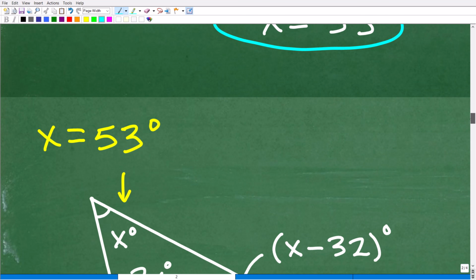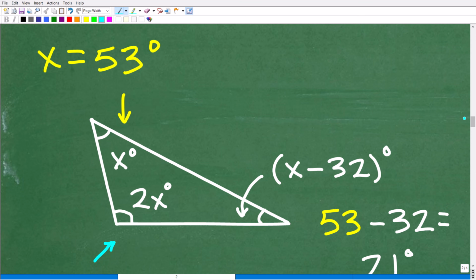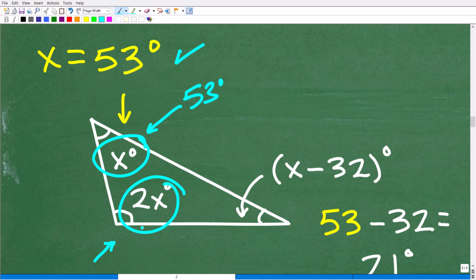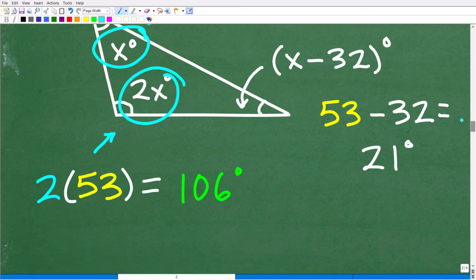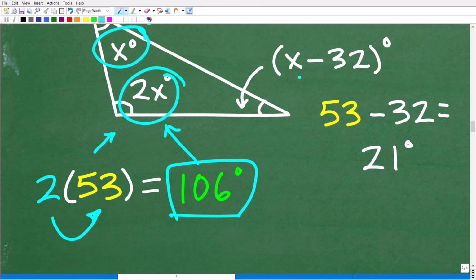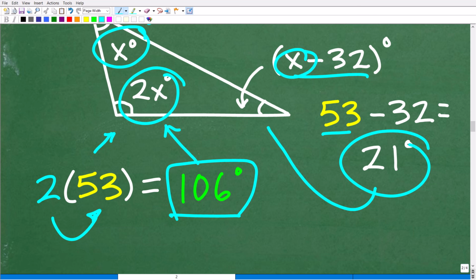So we have to go back to our lovely picture of this triangle and say, okay, x is 53 degrees. This angle here is x, so this angle right here is in fact 53 degrees. This angle here is 2x. How do we calculate that? Easy, just take 2 and multiply it by what x is, which now is 53 degrees. So this is 106 degrees. And then, to find this angle, x minus 32 degrees, we know what x is. That is 53 minus 32. That's 21 degrees.